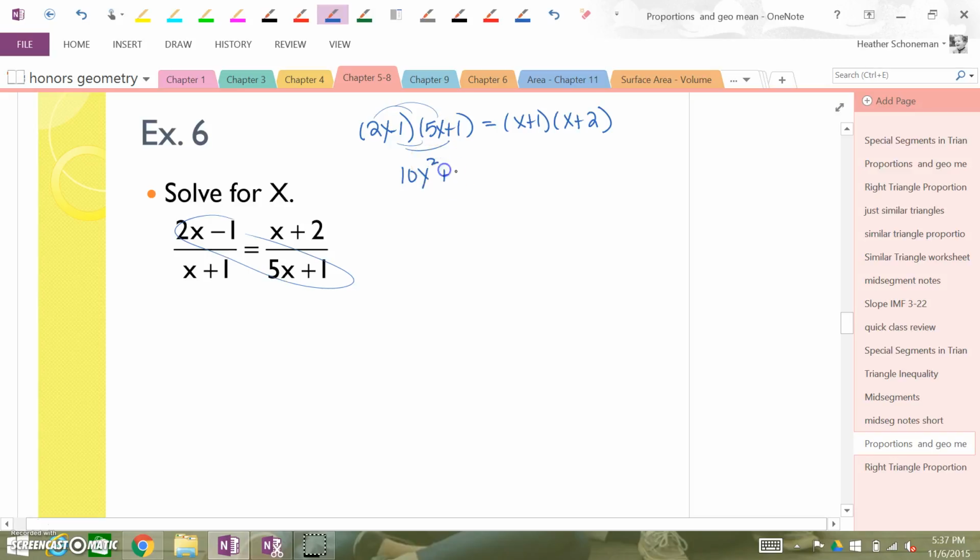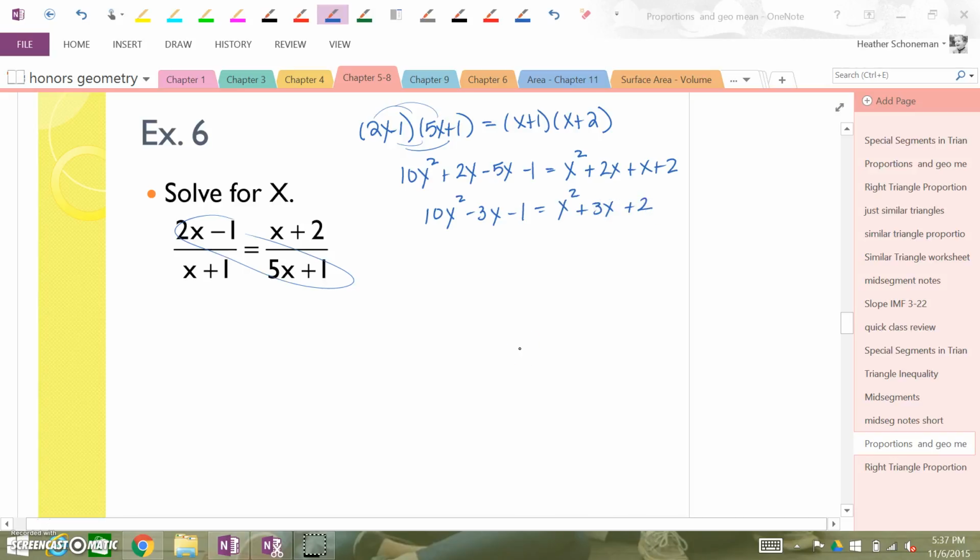10x² + 2x - 5x - 1 = x² + 2x + x + 2. So simplify, combine like terms. And over here, the x² + 3x + 2.